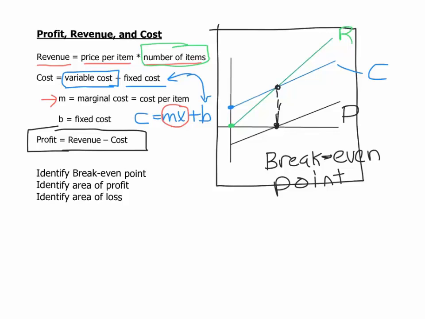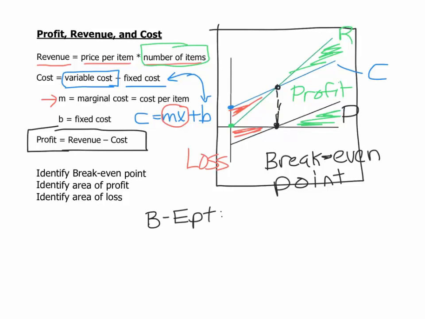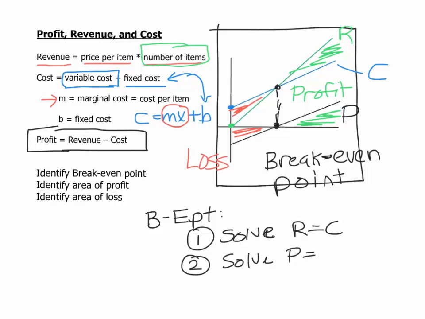Over in this region and in this region, this is where we actually have a profit, because our profit is bigger than 0, whereas over in this region and this region, this is where we have our loss. So remember, to find that break-even point, there's two ways that we can find it. One is we can solve revenue equals cost, or the second way we can find this is we can solve profit equals 0.